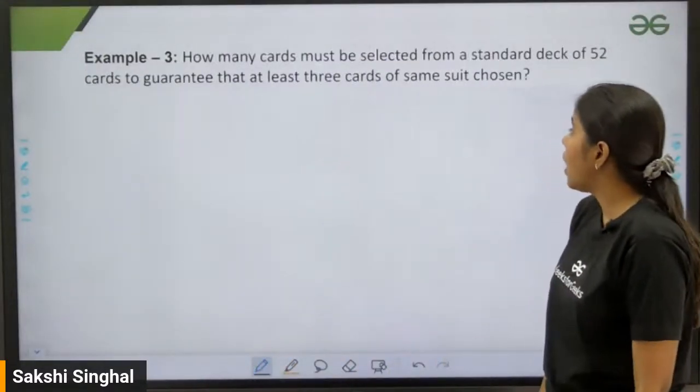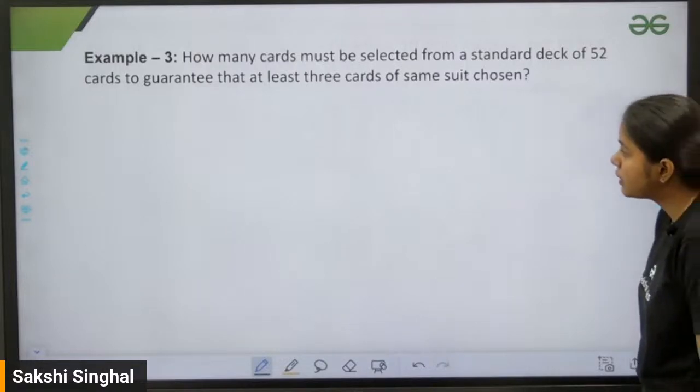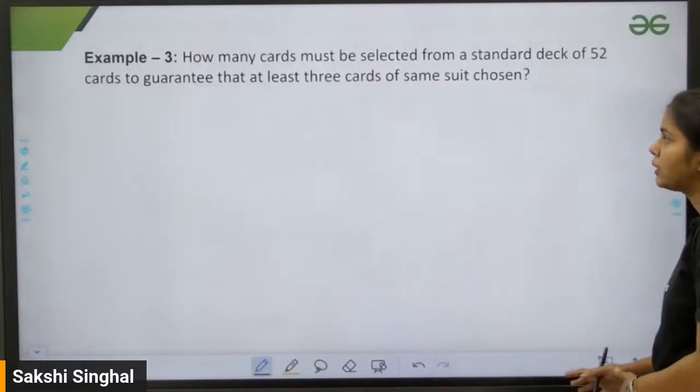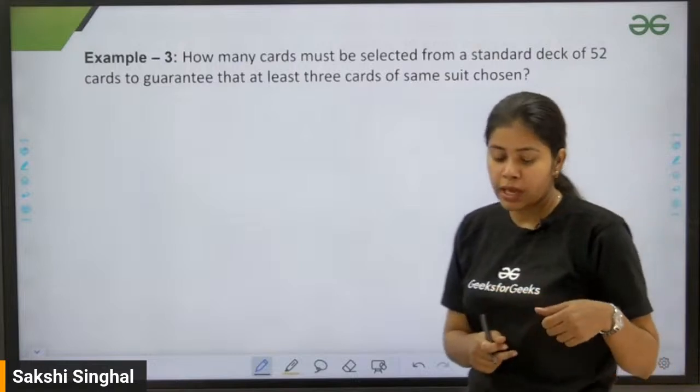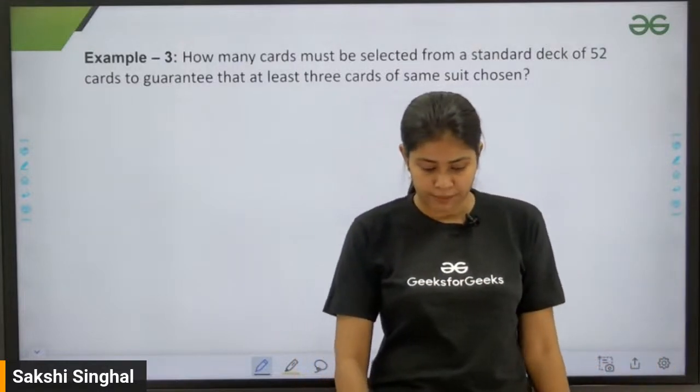Just try this one. How many cards must be selected from a standard deck of 52 cards to guarantee that at least 3 cards are of the same suit? Again, the same question as the previous one.